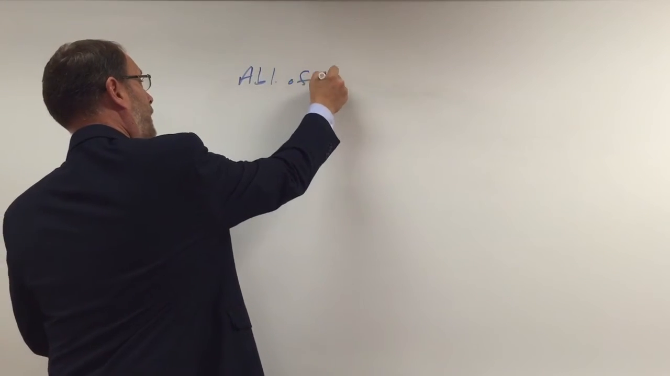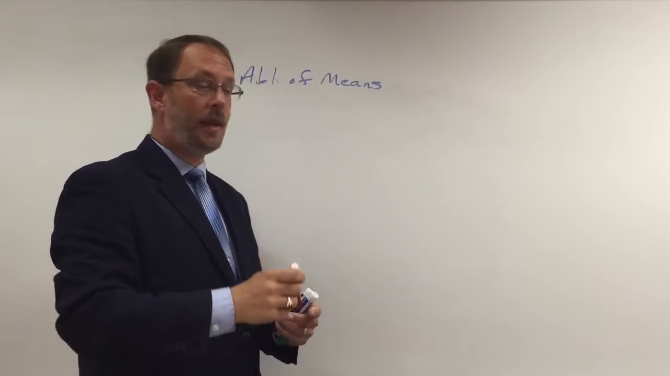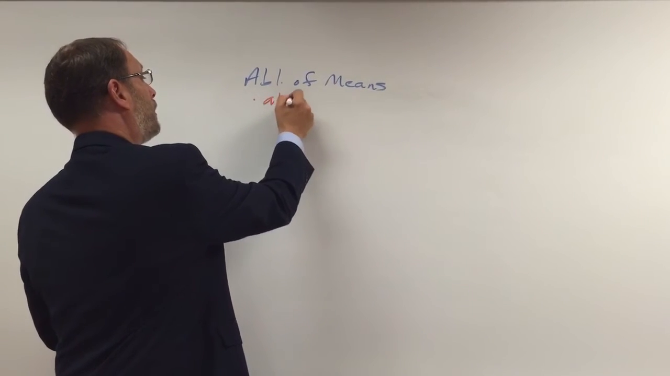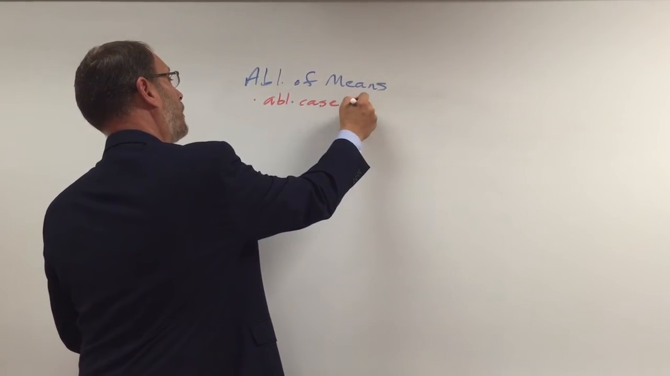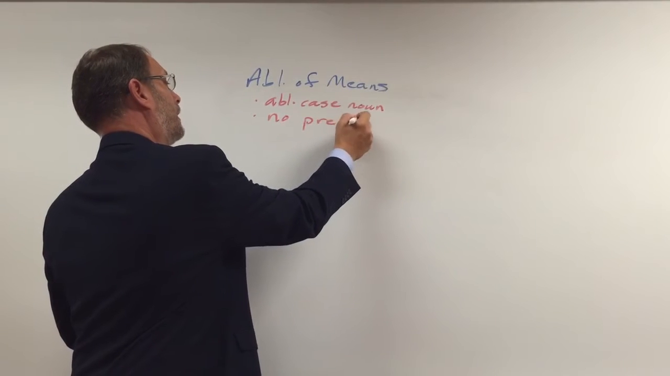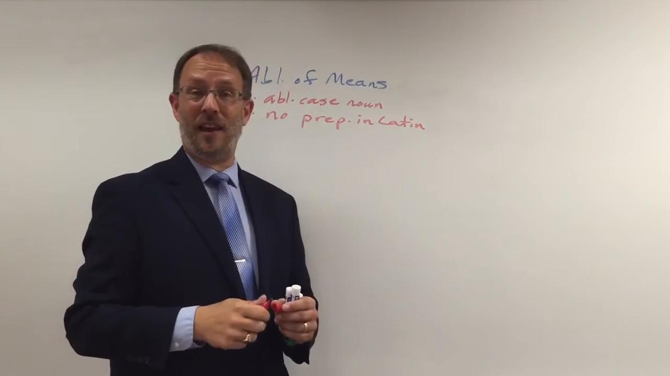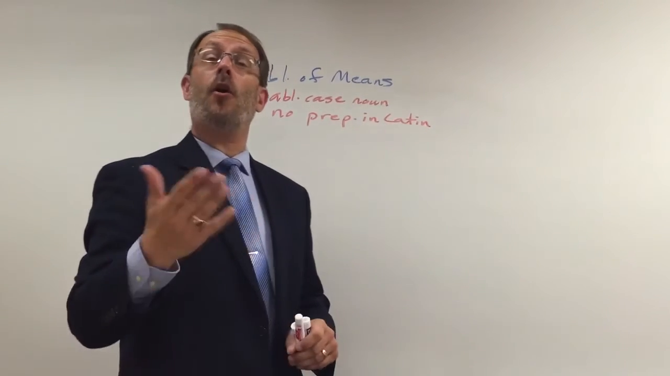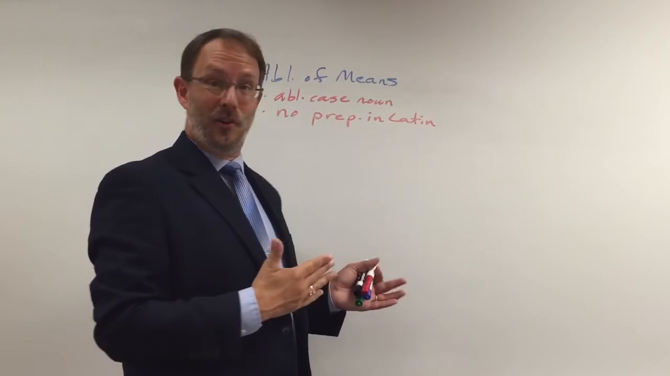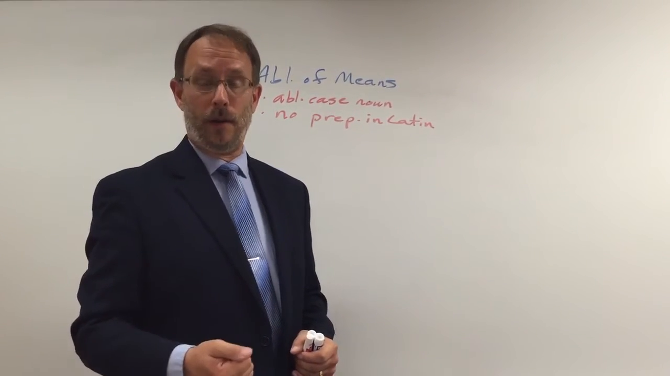Ablative of means. The big deal with ablative of means, it has an ablative case noun, no preposition in Latin. So now you see why we can't say object of a preposition anymore. There are some ablatives that do use a preposition, but there are some that do not. And that's why we can't just use that as a generic use for the ablative anymore.